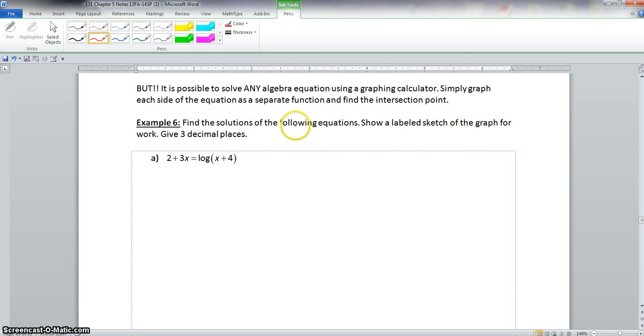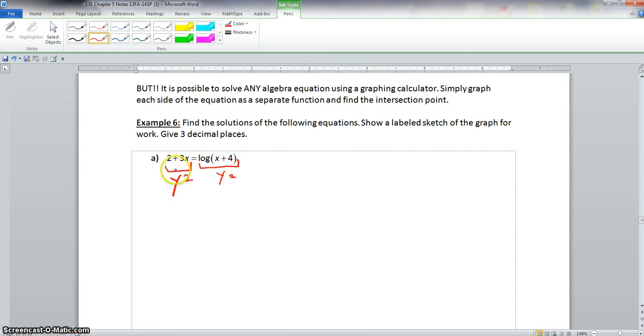Example 6, find the solutions of the following equation. Show a labeled sketch of the graph for work. Give 3 decimal places. So first of all, we will put this in our graphing calculator. This will be your y1 and this will be your y2. So you will put this in your graphing calculator. So we'll graph both of these separately and then find the intersection.